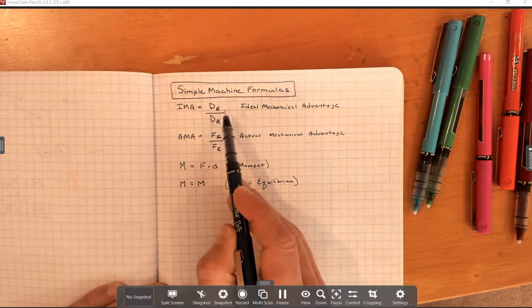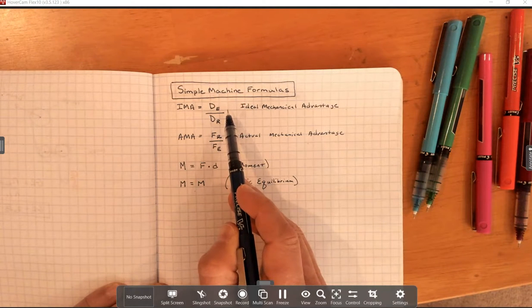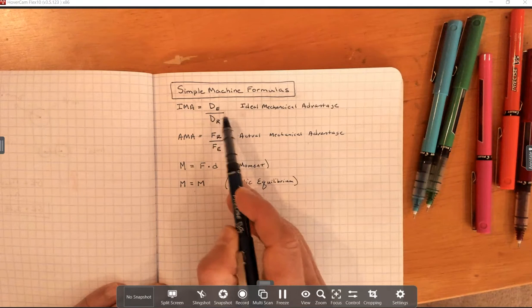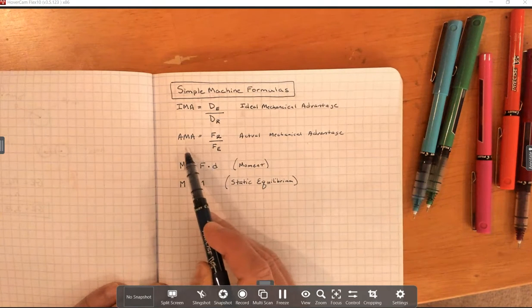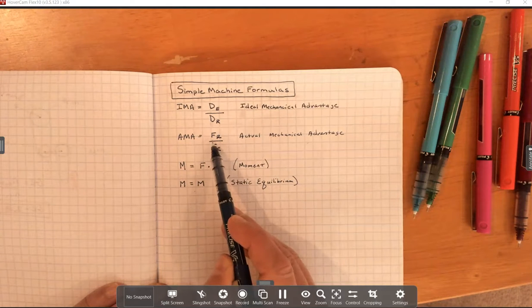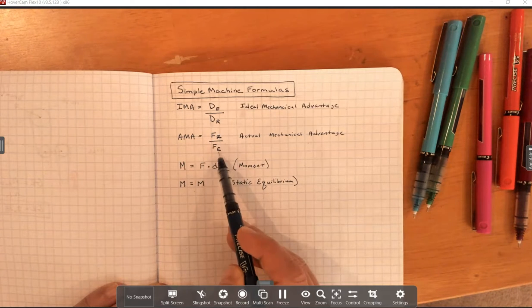And with a lever, that distance is the distance along the lever arm from the fulcrum to the point at which the effort force is applied or the resistance force. The actual mechanical advantage is the ratio of the forces, okay, the resistance force and the effort force.